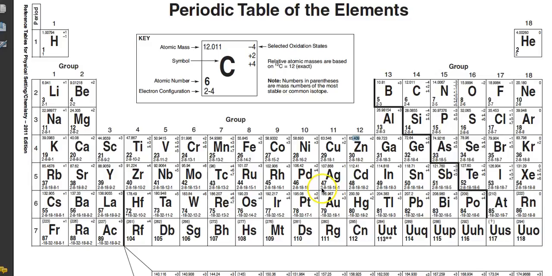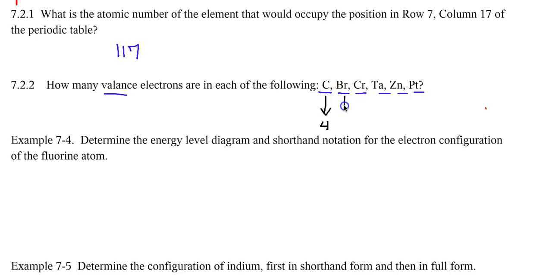Okay, bromine. Now bromine's a little more confusing. You've got 4s2, 3d10, 4p5. So in the fourth energy shell, there are 5 electrons in the p and 2 in the s, and we would say that there are 7 electrons beyond this filled d level here. So we would say bromine, like all halogens, has 7 valence electrons, 5 from the p and 2 from the s. So 7.